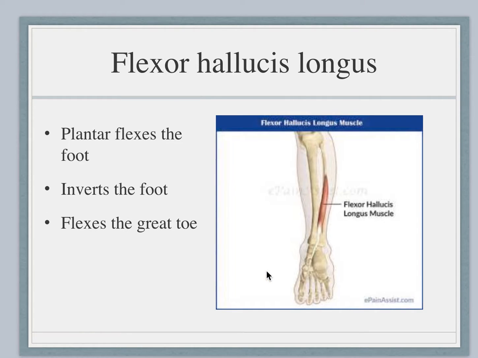The flexor hallucis longus flexes the big toe. And this is seen in the posterior portion of the leg. It inverts the foot, it flexes the great toe, and it helps to plantar flex the foot.